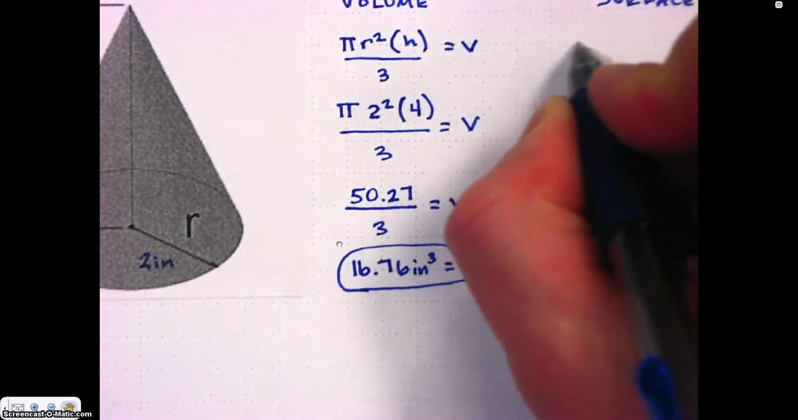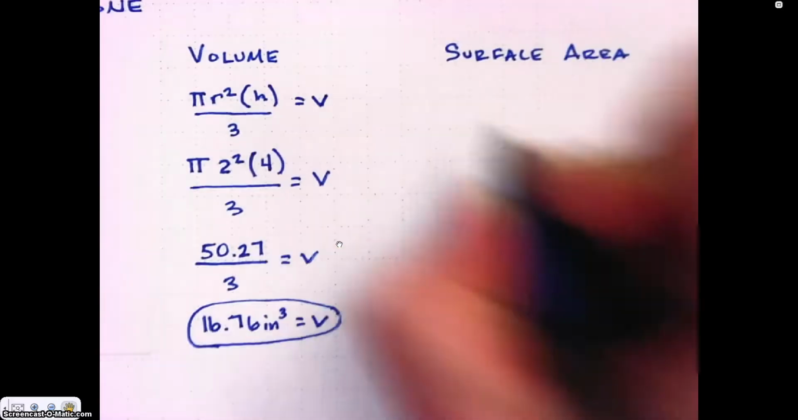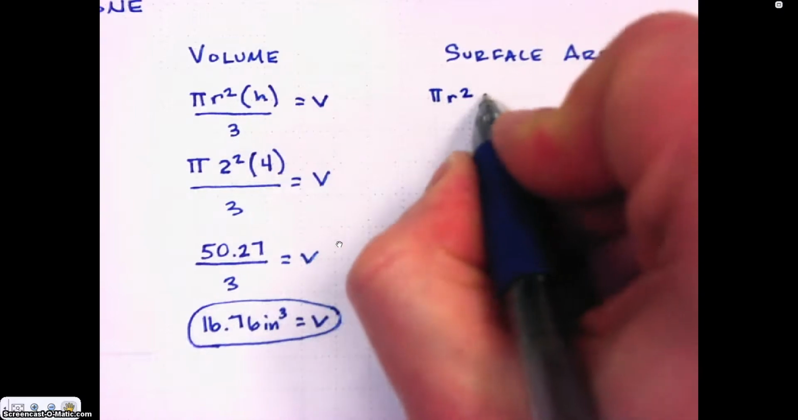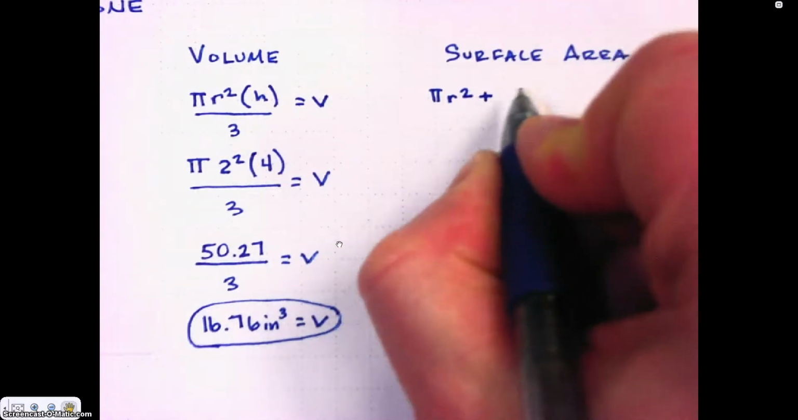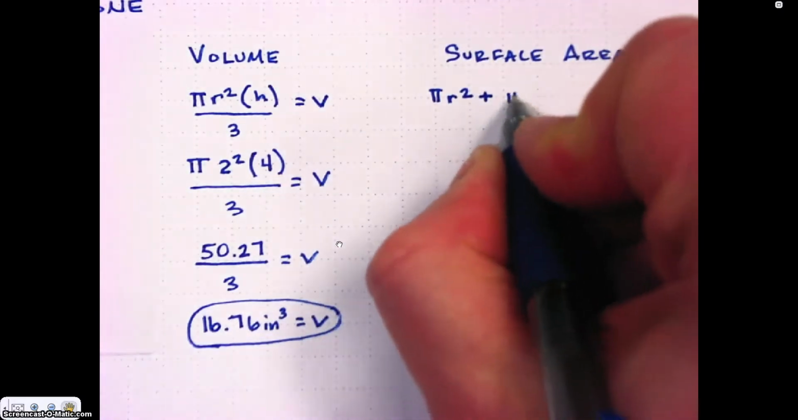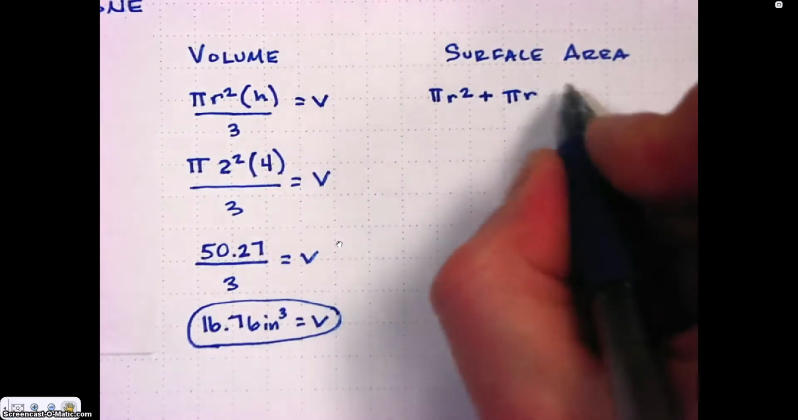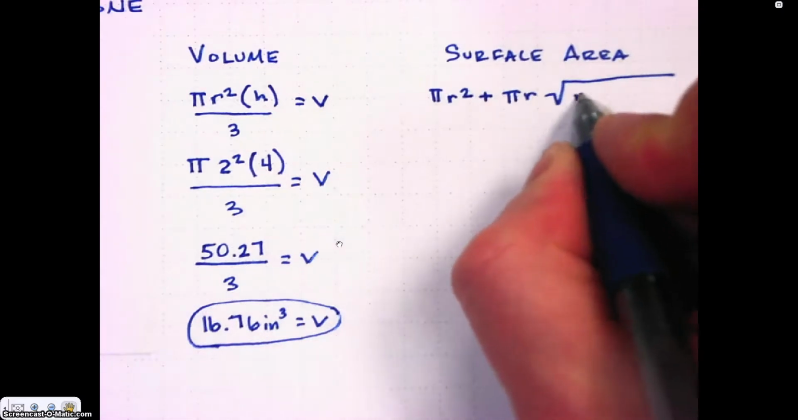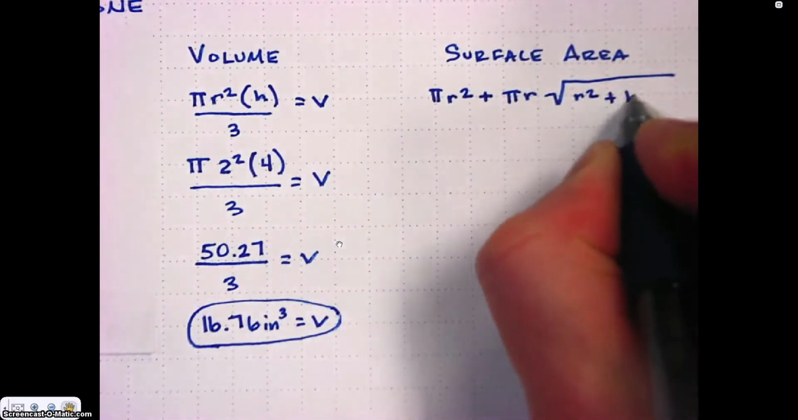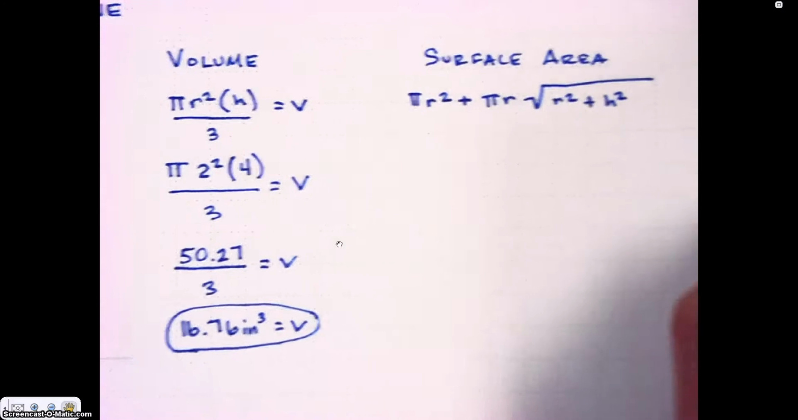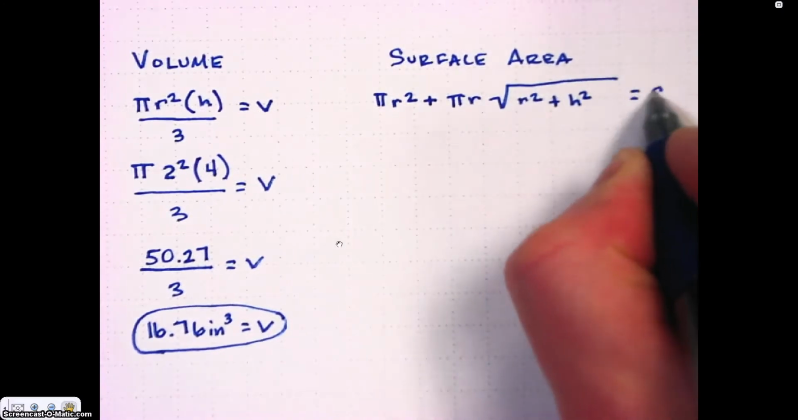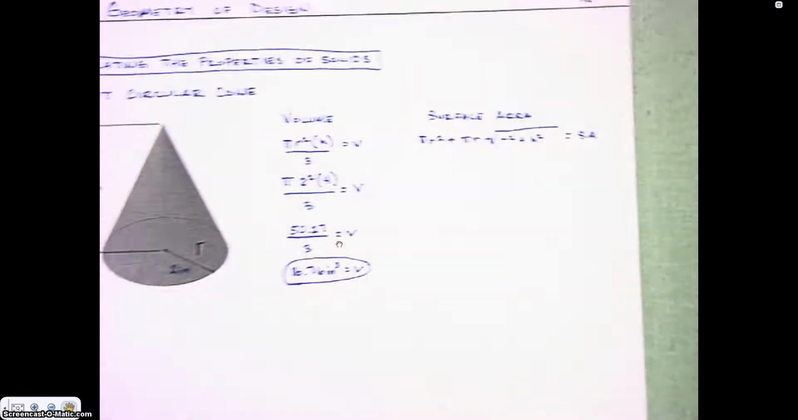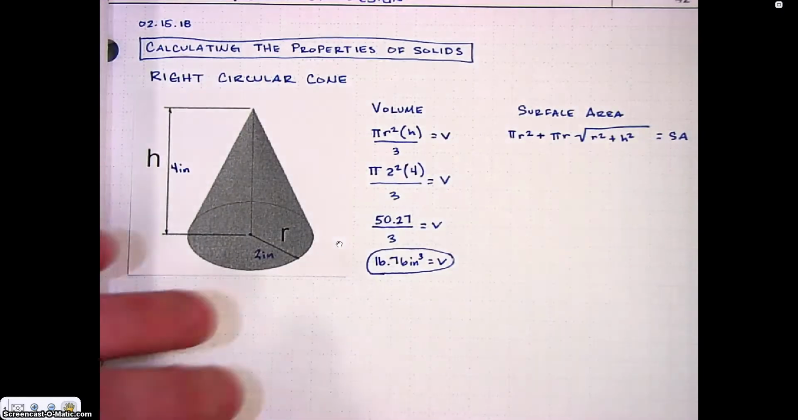Our formula is pi r squared plus pi r, so the square root of r squared plus h squared. And that equals our surface area. All right, so that's our formula. So we'll go ahead and zoom back out, and we will plug in the variables now.